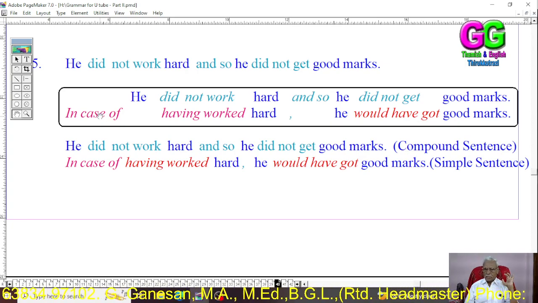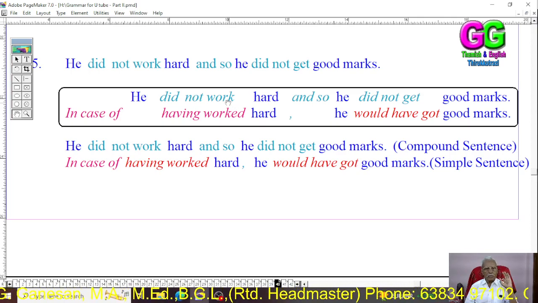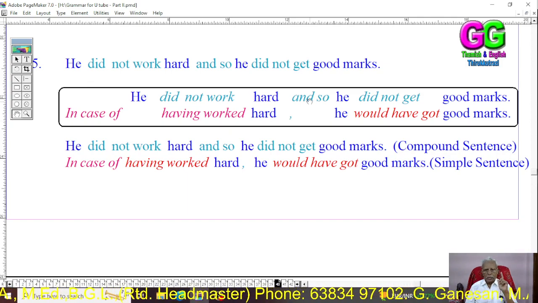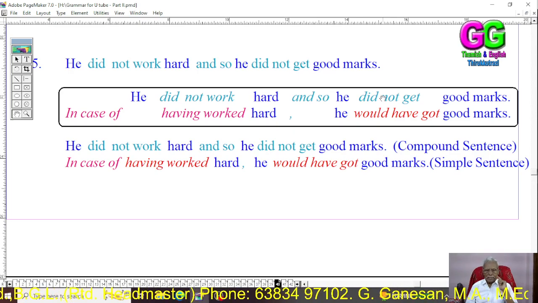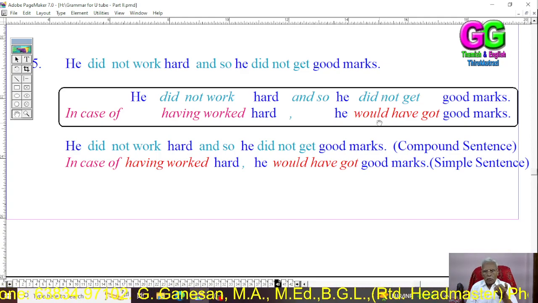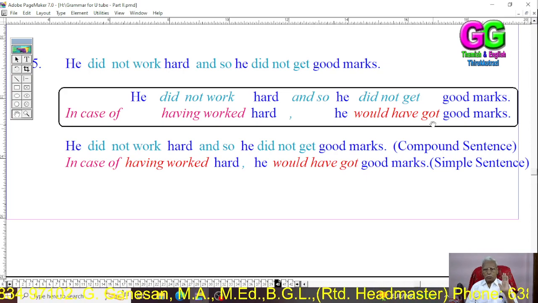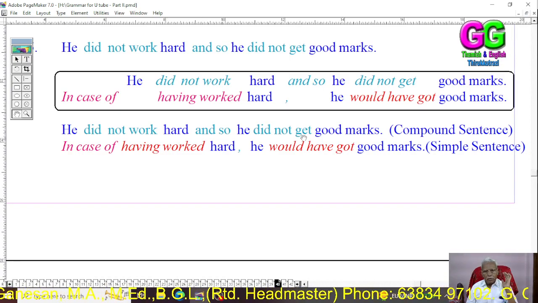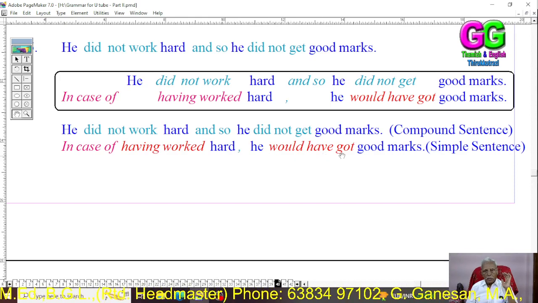Phrase: "and so" becomes "in case of". Subject dropped, "did not" plus past participle changed into "having" plus past participle. Conjunction removed. The second "did not" plus verb has been changed into "would have" plus past participle: "would have got". So, he did not work hard, and so he did not get good marks. Compound. In case of having worked hard, he would have got good marks.